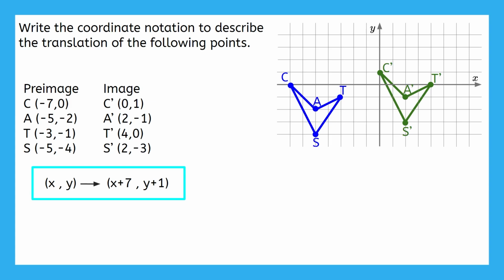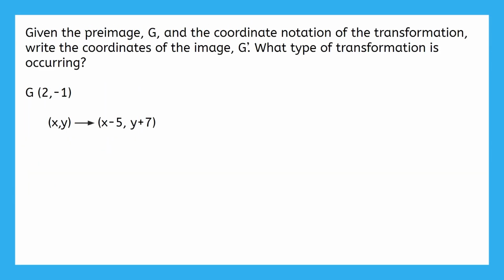Now that we've gone back to the examples from our previous lesson and written the notation, let's take a look at 2 more examples that'll be very similar to what you'll see in your practice problems. Here's the first problem. Given the pre-image, G, and the coordinate notation of the transformation, write the coordinates of the image, G prime. What type of transformation is occurring? Pause the video now and think through this one on your own.